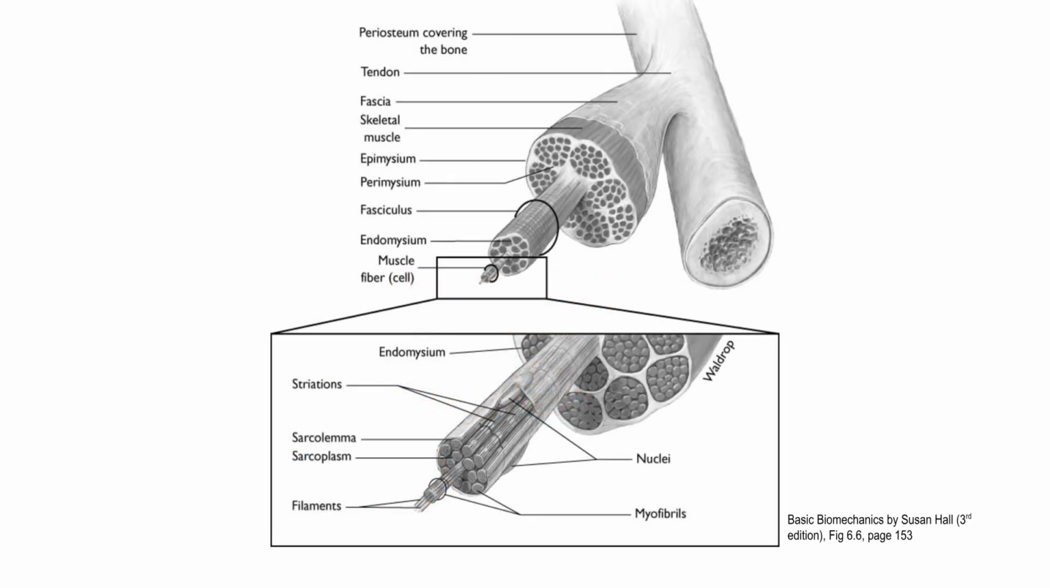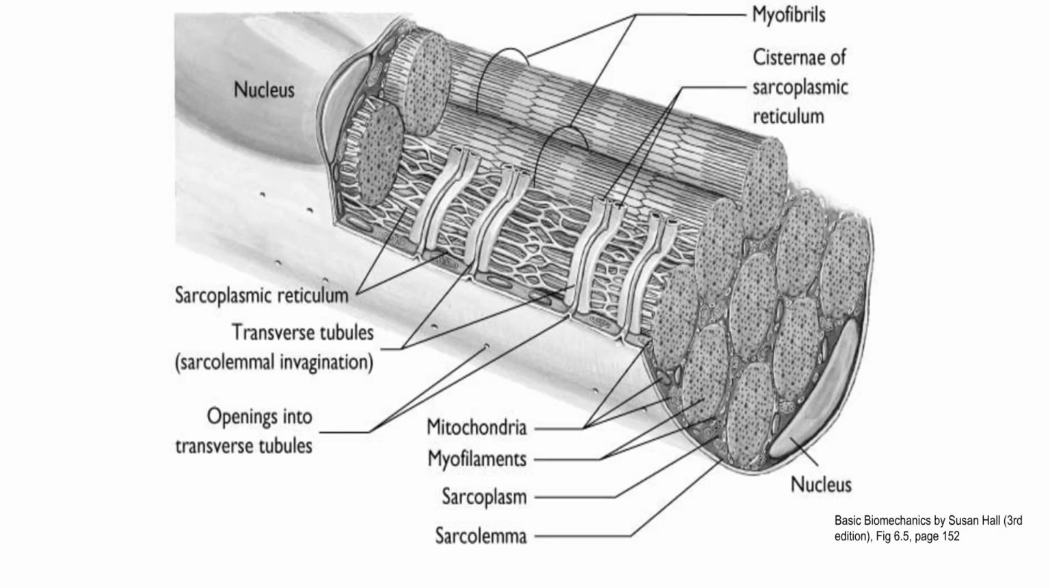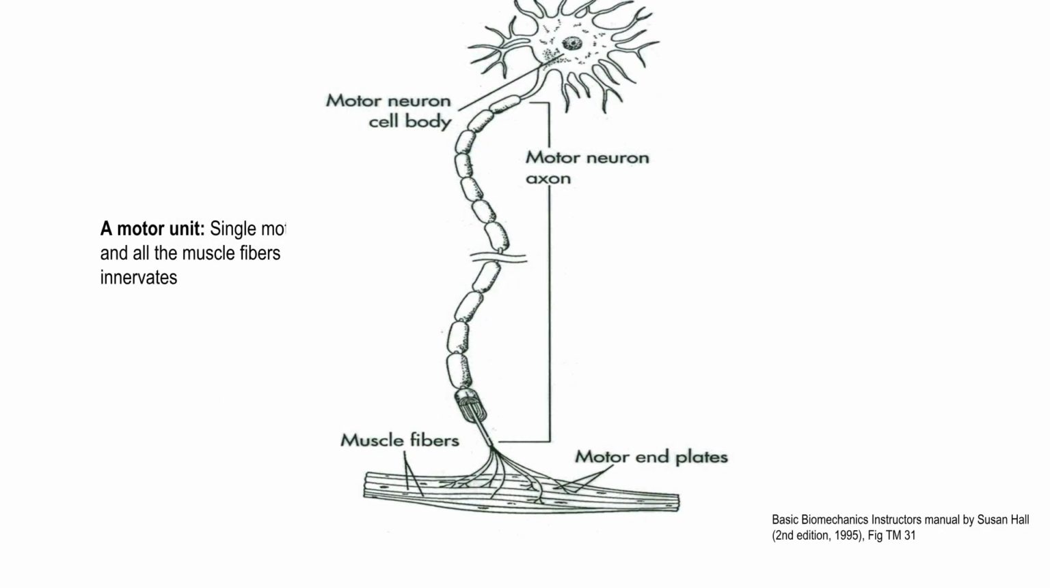This diagram illustrates the structure of skeletal muscle, showing the relationship between the muscle fiber, endomysium, perimysium, and tendon. This detailed view of a muscle fiber highlights key components like myofibrils, sarcoplasmic reticulum, and the sarcolemma. A motor unit consists of a single motor neuron and all the muscle fibers it innervates. This unit is crucial for muscle contraction.